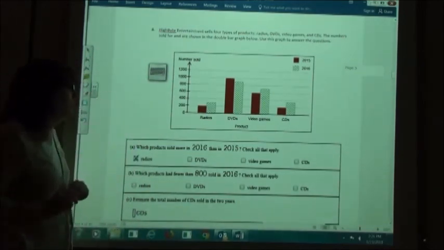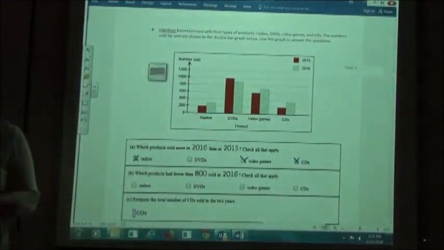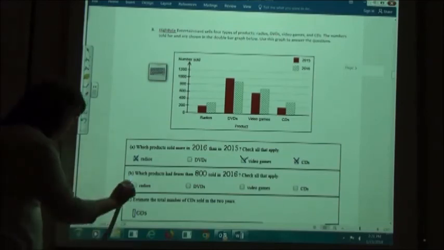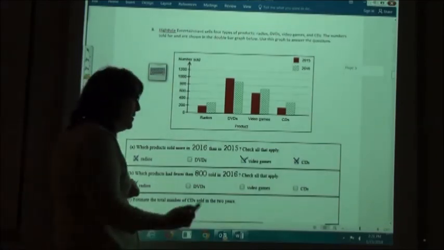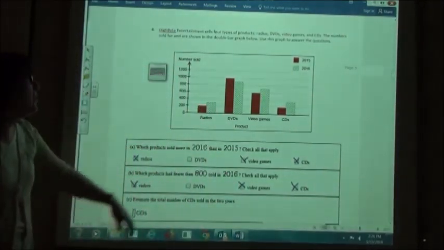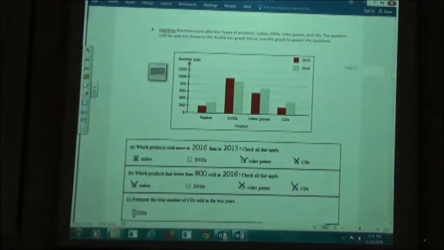Radios, the video games, and the CDs all have more in 2016, right? My bars are higher. Which products have fewer than 800 sold in 2016? So just looking at 2016, which ones are fewer than 800? Radios, video games, and the CDs. All of those are less than 800. The only one higher than 800 would be your DVDs.